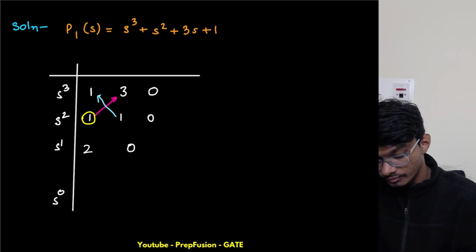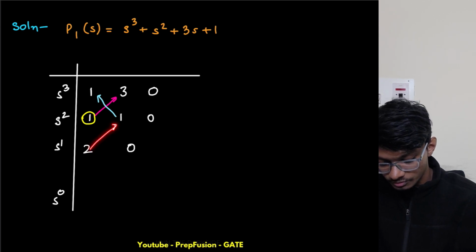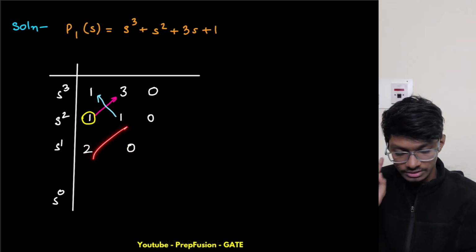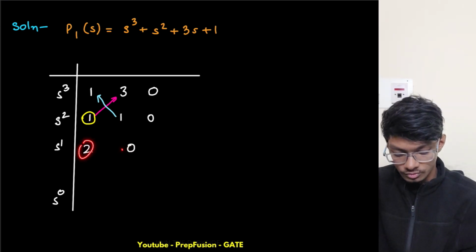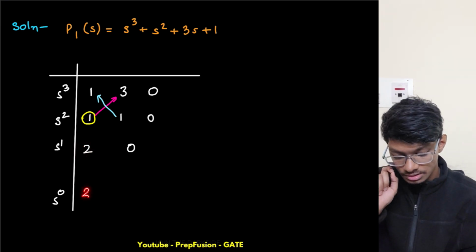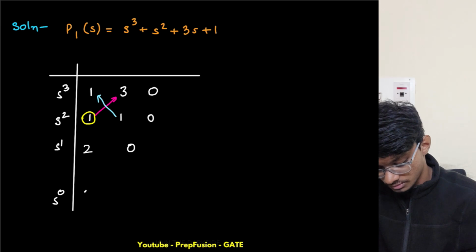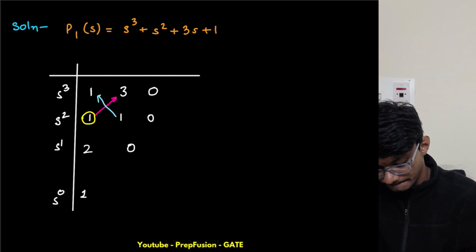Okay, now what I should do, I should multiply 2 into 1 minus 1 into 0, divided by 2 itself. So what do I see? 2 into 1 is 2, minus 0, divided by 2. So I get 1 itself, right? This one will come here, 1 itself. So this is 1.